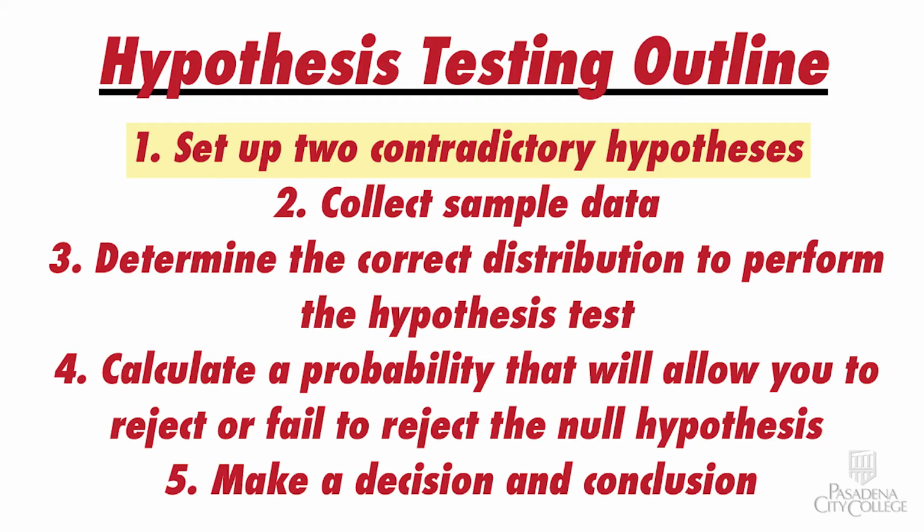Anyways, what's the basic structure of a hypothesis test, Jay? Well, roughly there are 5 steps to hypothesis testing. What does set up two contradictory hypotheses mean? A claim is usually given in words. So first, we want to translate it into a mathematical statement. Then we want to also come up with the opposite statement.